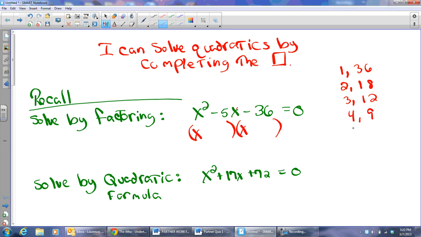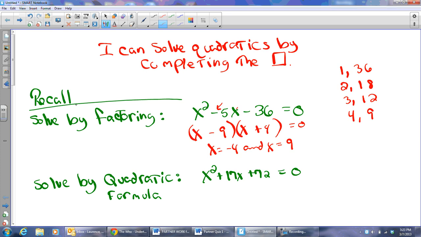It's going to be 4 minus 9 or 9 minus 4. Well, this is negative. This sign here goes with the larger number. So I need a negative 9 and a positive 4. And of course, when I solve that, I'm going to get x equals negative 4 and x equals 9. So that's solving by factoring.